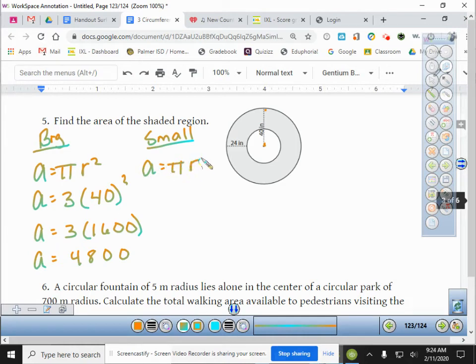Area equals pi r squared. What is the radius of the small one? It's not 24. 20? 12?